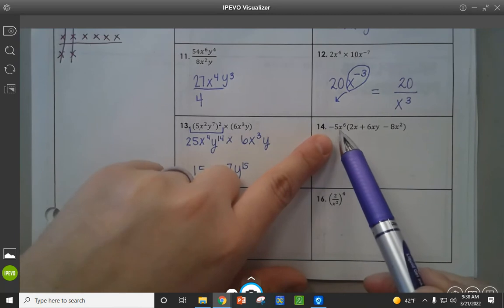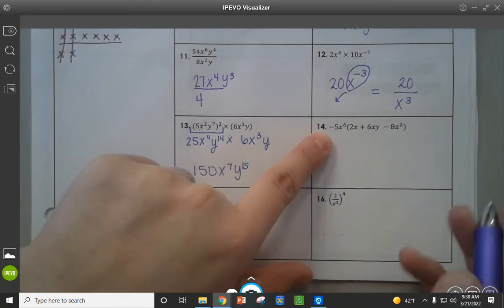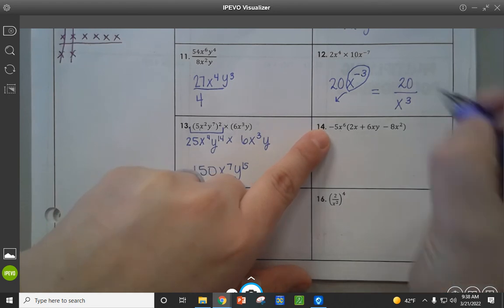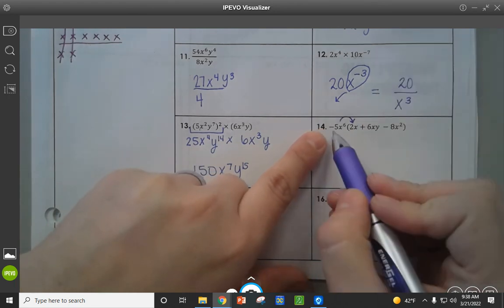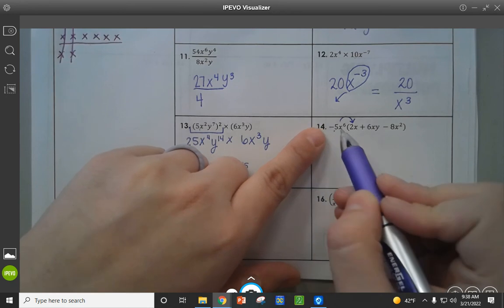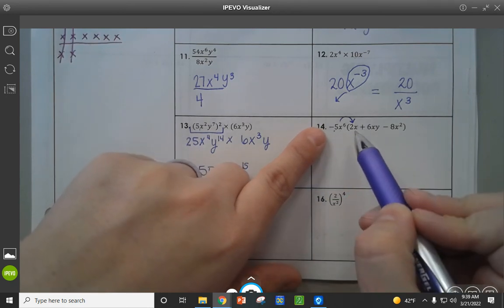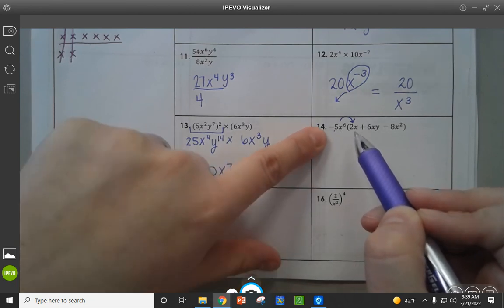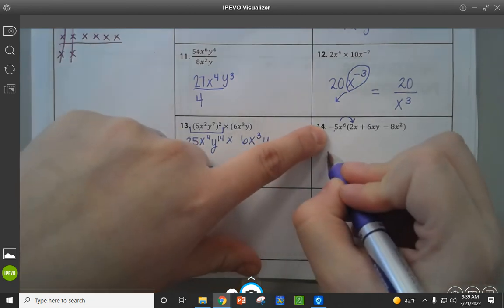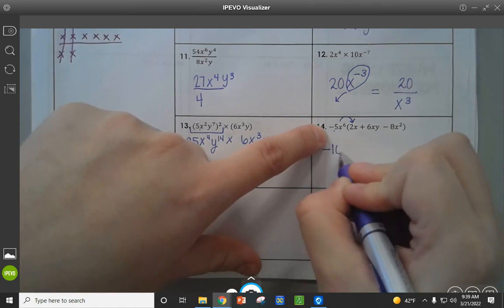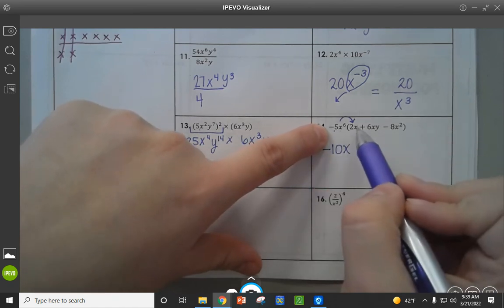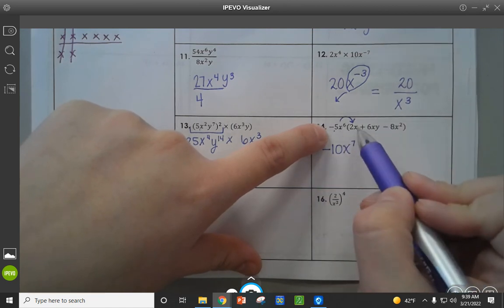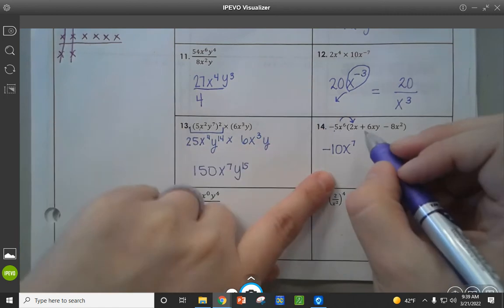Number 14, I've got this negative 5x to the 6th outside. So what are we going to do on this one? We're going to use the distributive property. We got to multiply. Negative 5x to the 6th times 2x. What is that? Close. Negative 10x to the 7th. We have x to the 6th and then another x makes x to the 7th.